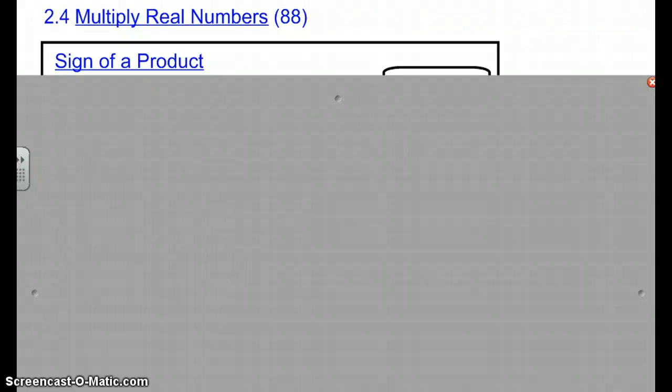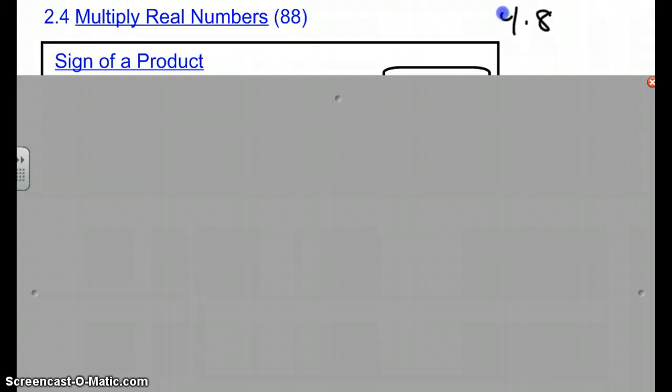Chapter 2, Section 4 is multiplying real numbers. And so we are reviewing what goes on when we multiply integers here, right? Positives and negatives. So the sign of a product. So I need two numbers, Mary. 4 and 8. Okay, so she says 4 and 8. So 4 times 8 is?